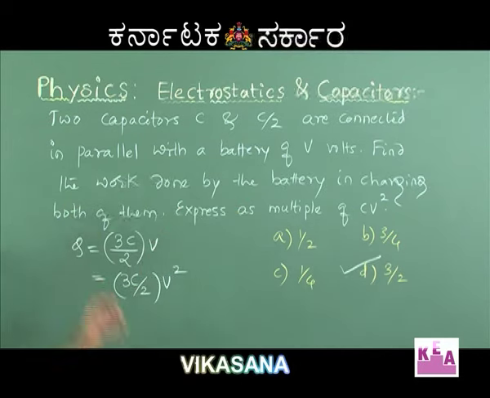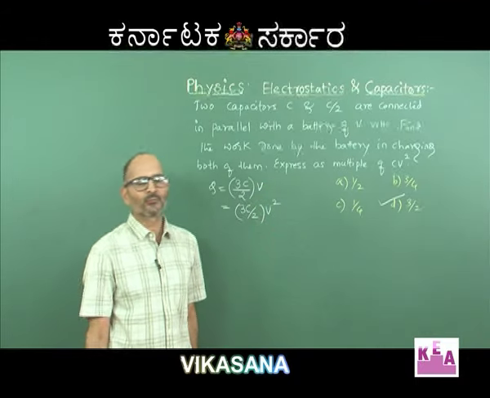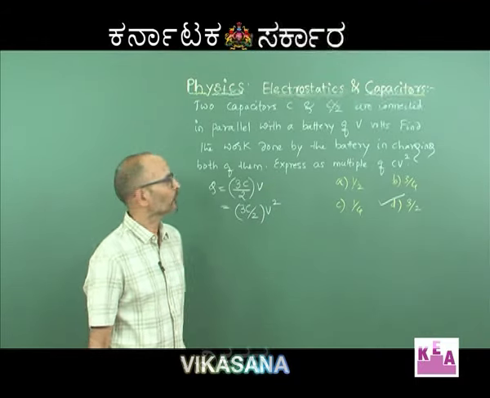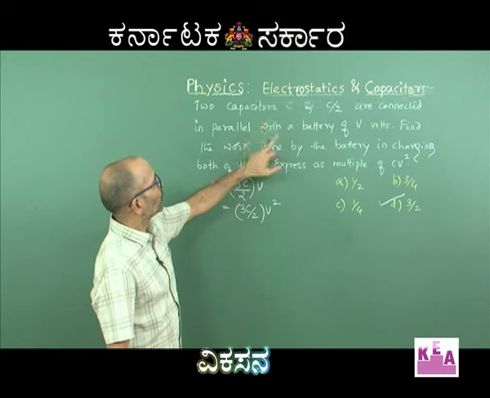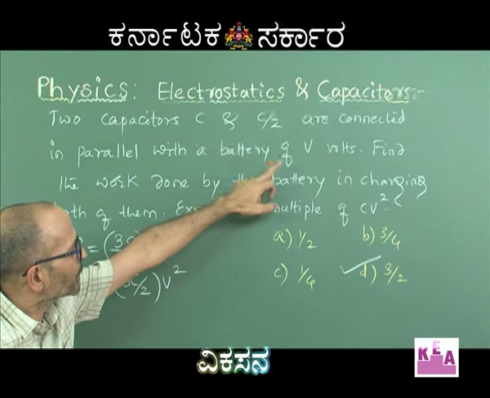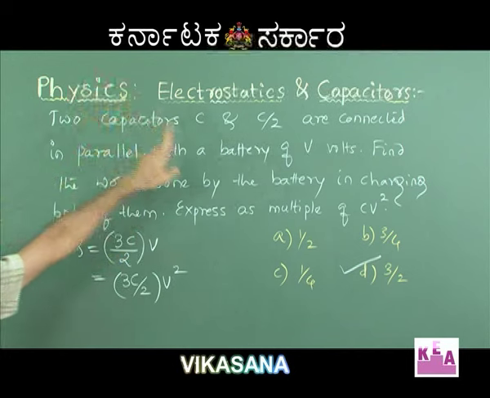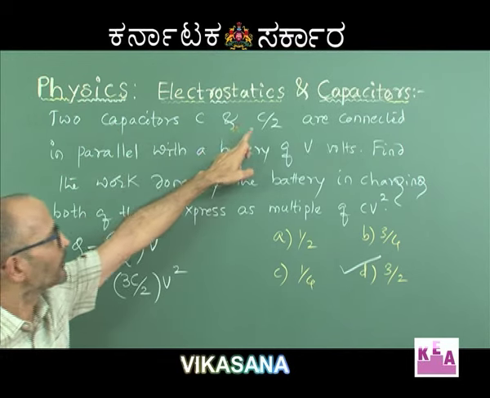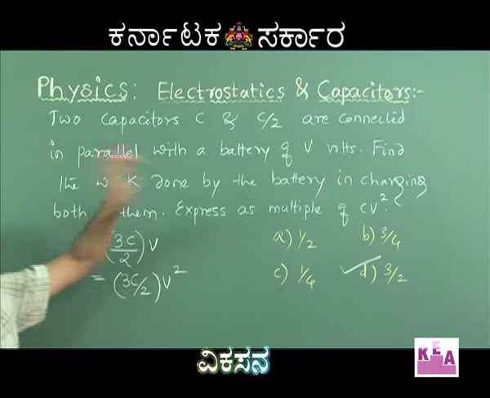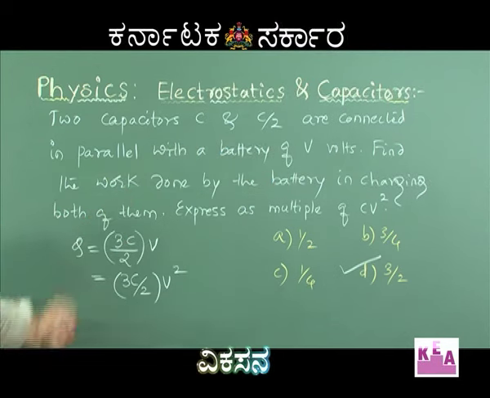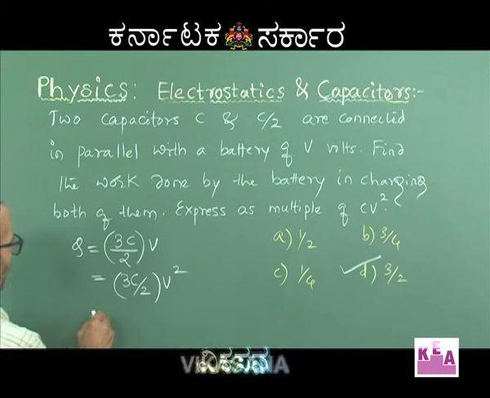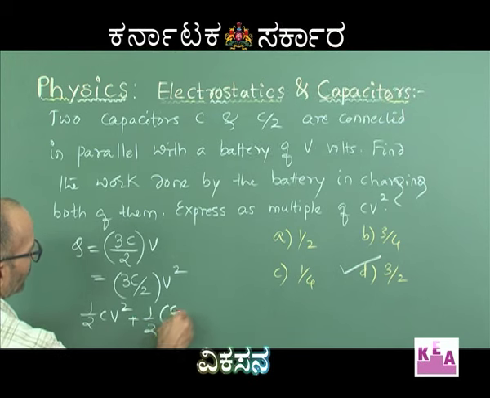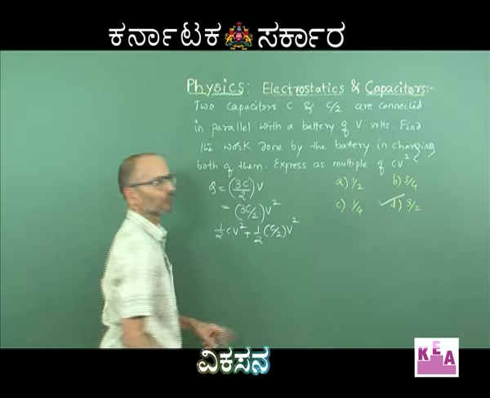But the purpose of taking this problem was not just to tell you this. Let me warn you one important thing here, that is, if you look at these two capacitors connected in parallel across the battery, you will come to know that the potential difference across this capacitor is also V, and even across that capacitor is also V. So, the energy stored in this capacitor is going to be half CV square, and the energy stored in that capacitor will be half C by 2 into V square.